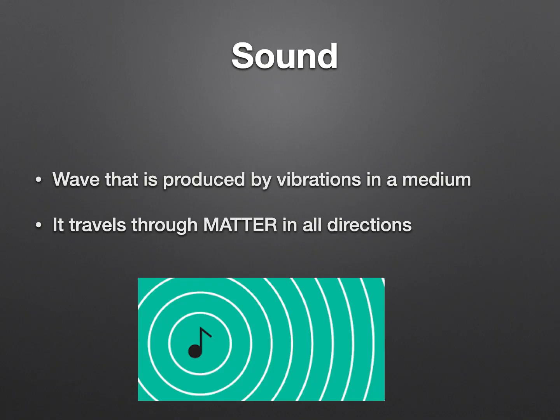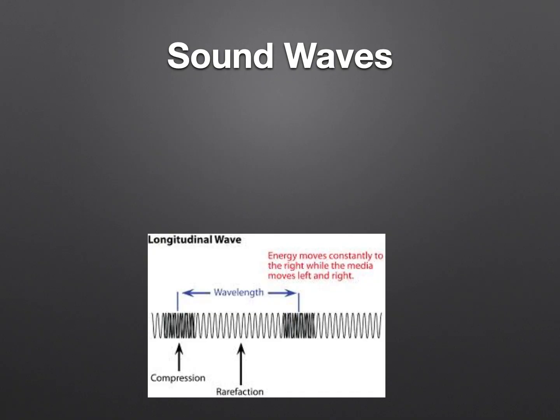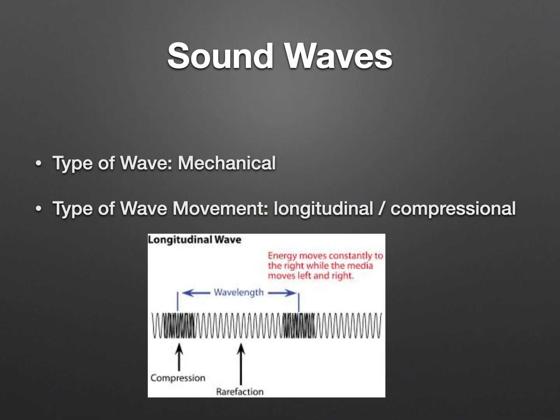Okay. Now let's talk about sound waves in general, and this is kind of a review of what we did before we tracked out. The type of wave is mechanical because it needs a medium, it needs matter to work. And the type of wave movement is longitudinal and compressional. I left a picture down there just to remind you what that movement looks like.